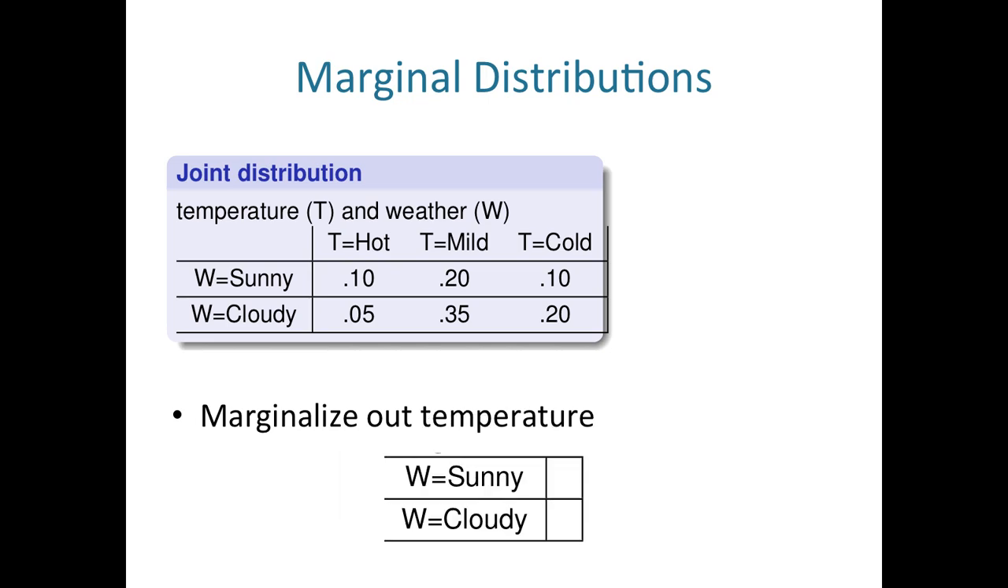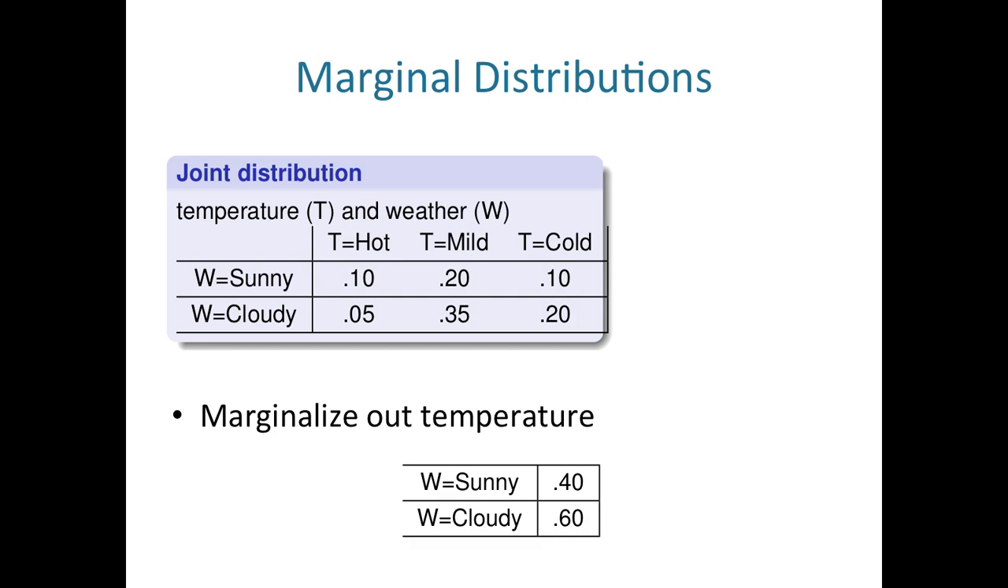We can also marginalize on the weather. So think about what would be the probability for sunny and the probability for cloudy. Again, we need to sum up. In this case, we would sum up all the different temperature events for sunny, and all the different temperature events for cloudy. It would be 40 and 60, and again, the probabilities in the marginalized table also need to add up to 1.